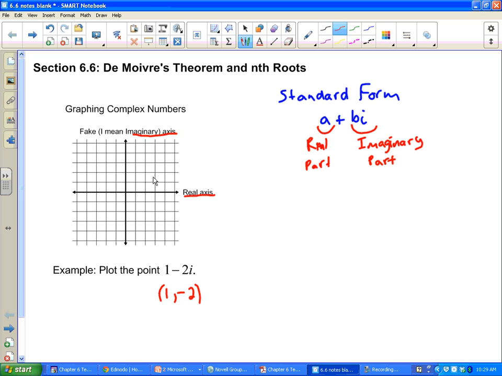So on your coordinate system you go right 1 and down 2, and that is the imaginary number 1 minus 2i. You don't stick the i with it. This negative 2 is how much I go up or down. Since it's negative, I go down, just like if we were plotting points with the x and y axes.